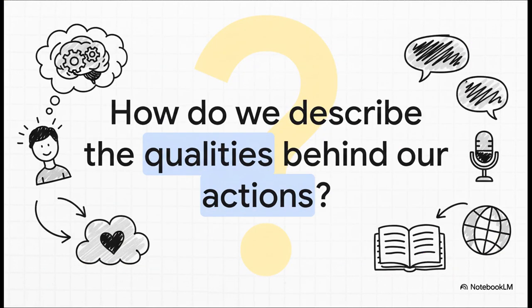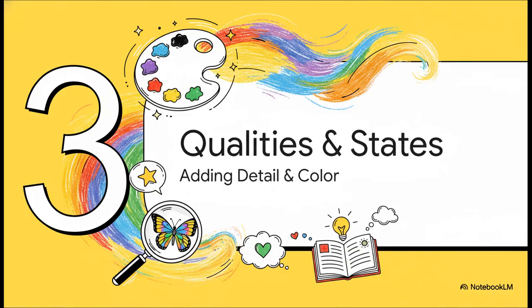Okay, so we've got our actions and reactions down. But what about the words we use to describe the nature of things, or people, or feelings? Well, that's exactly where we're headed next. Welcome to Part 3. This is where we get to add some real color and detail to our language.